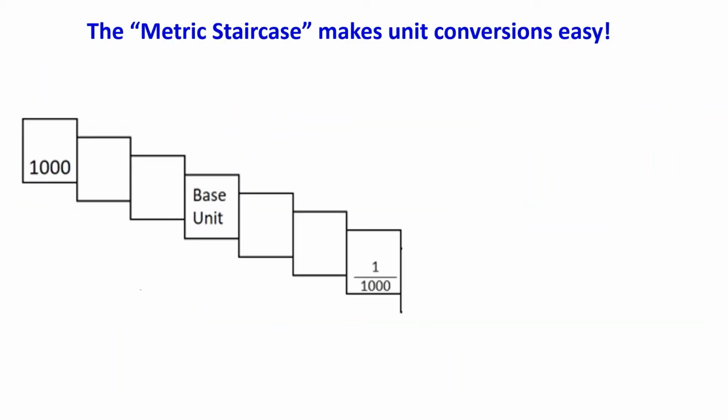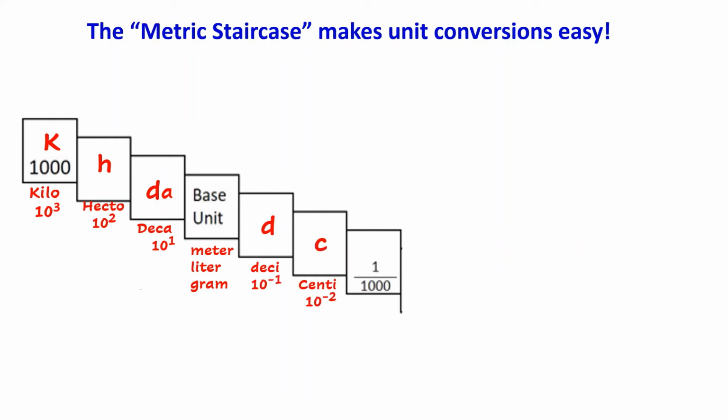The prefixes can be arranged in a staircase to represent higher and lower values. K is kilo, H is hecto. Since there are two Ds, the first is DA for deca. That's followed by the base unit, which could be meter, liter, grams, or seconds. After that is another D for deci, C for centi, and M for milli. Moving from one to the next is a difference of a factor of 10.